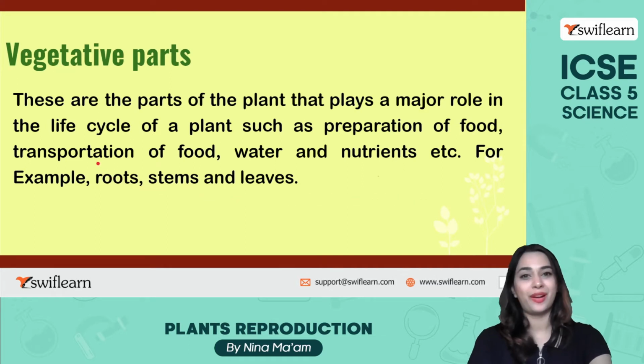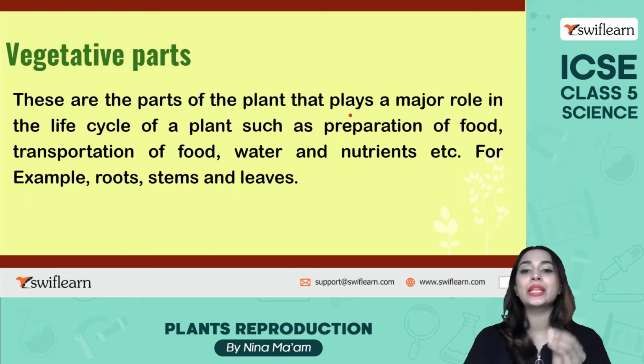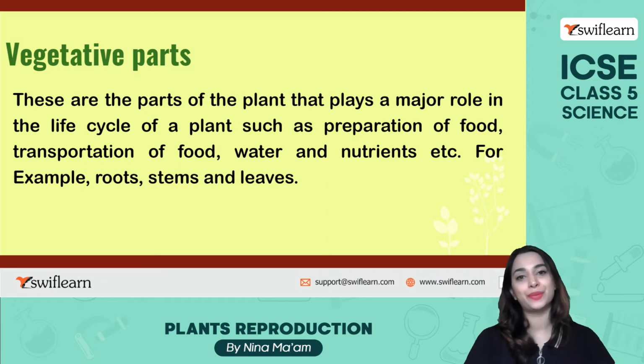Vegetative parts are the parts of the plant that play a major role in the life of a plant, such as preparation of food, and transportation of food, water and nutrients. Examples are roots, stems and leaves. When you look at the roots, stems and leaves and their functions, you will get to know the importance of their role within the life cycle of a plant. So what is the function of a root?